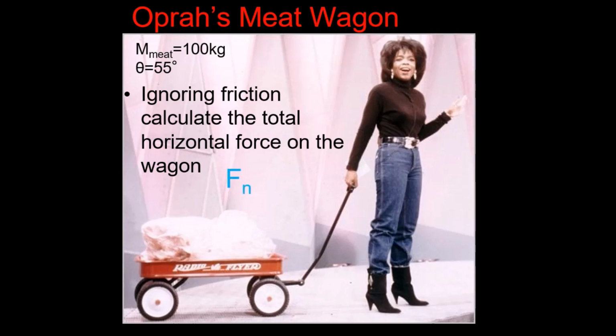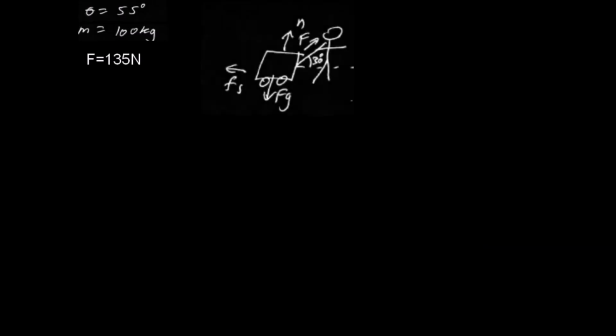So let's get our diagram back. We've got Fn, we've got Fg in the y. She's pulling with a force F that will have an x component to it. And here's what we have. Here's my scruffy diagram. This is all that your diagrams have to look like. I've got a force of friction on here, but we're ignoring that. All we care about is what's going on in the x direction in terms of this force.